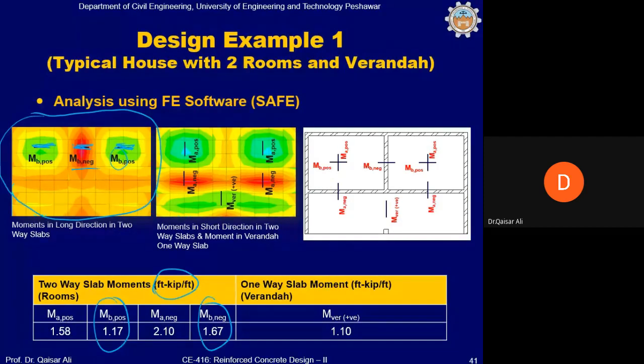Okay, आगे फिर उसको हम ACI कोएफिशिएंट मेथड से भी सॉल्व करेंगे. सही, यहाँ तक क्लियर है? जी सर. What about the moment along longer direction in veranda?